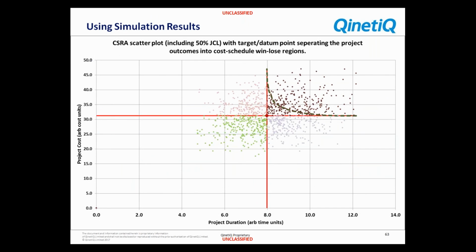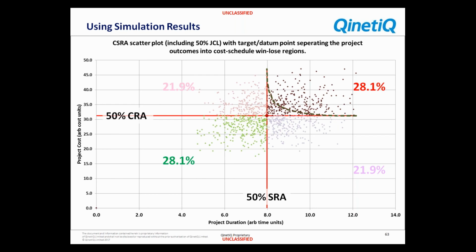So if I color code these, to make it a bit easier to see, here's my 8 duration and my 30 in terms of cost. If I put some numbers to this then, here's my independent 50th percentile, 50th confidence level for my schedule and my cost risk analysis. When I combine them, what I then see is, of course, the bottom left-hand quadrant.